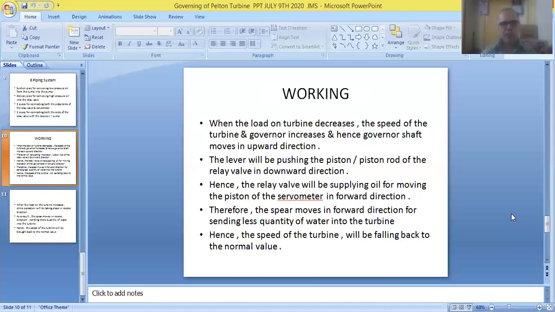for moving the second piston in the forward direction. When the second piston moves in the forward direction, the sphere will also move in the forward direction. A smaller quantity of water will be entering the turbine. Therefore, the speed of the turbine will fall back to the normal value. So this is about the working of the arrangement when the load on the turbine decreases to a lower value.